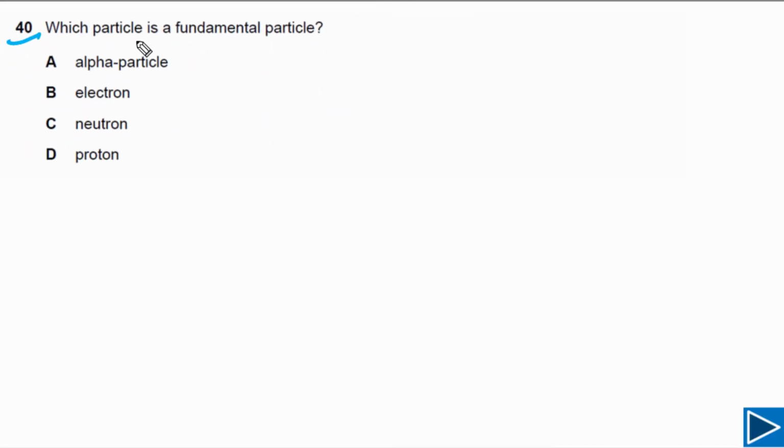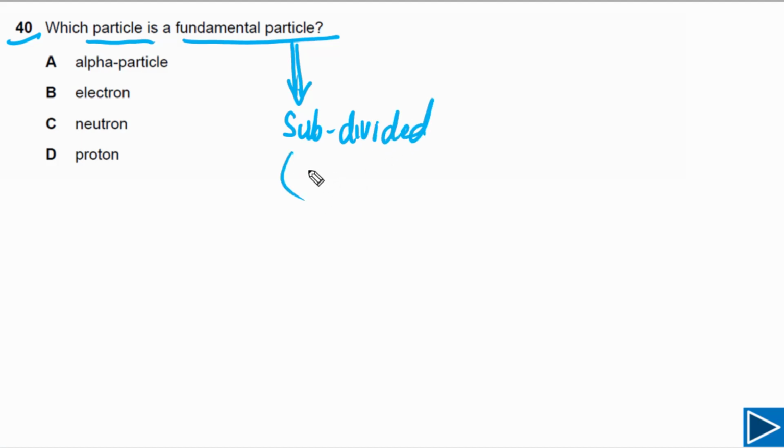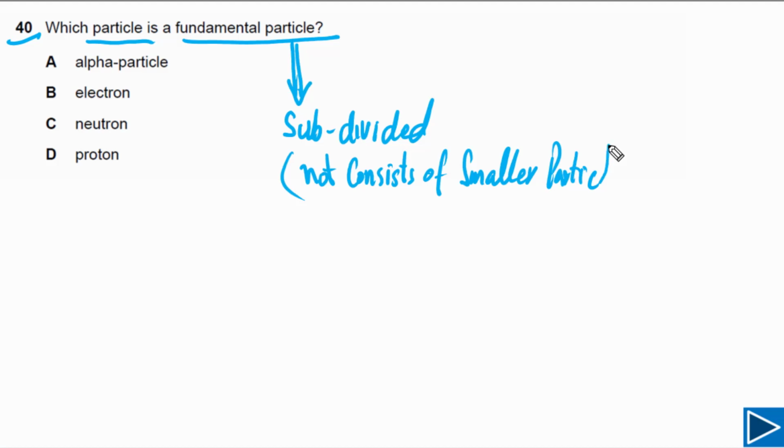For question number 40, we need to find out which particle is a fundamental particle. A fundamental particle simply means that it cannot be further subdivided, or we can say it does not consist of smaller particles, and that particle we call a fundamental particle. Now we need to find out which particle is the fundamental particle.